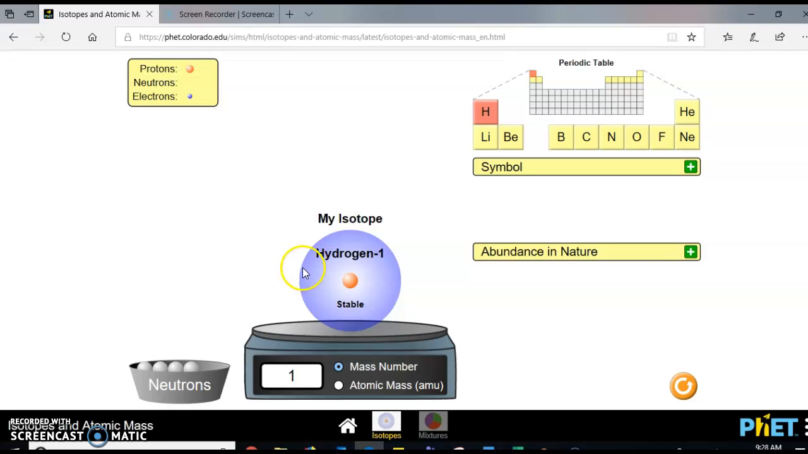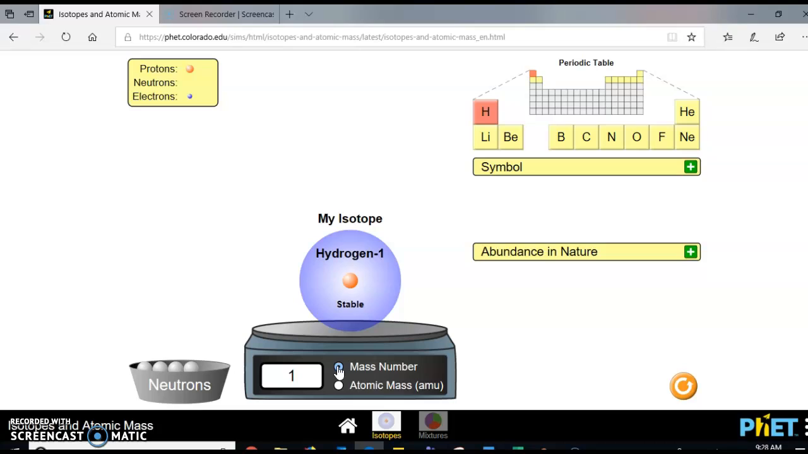When you come in there, you'll see a hydrogen atom sitting on a scale. So if we could actually take a hydrogen atom and weigh it out, this is what it's going to look like. On the scale itself, you can see you have a choice between mass number and atomic mass. You could toggle between the two. You'll need both in your data tables.